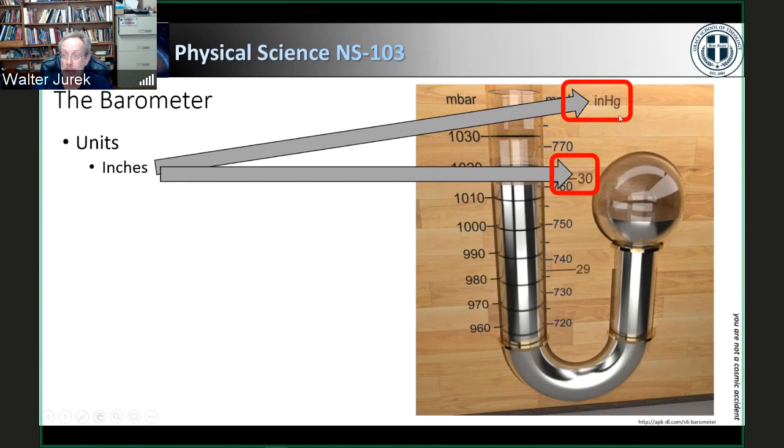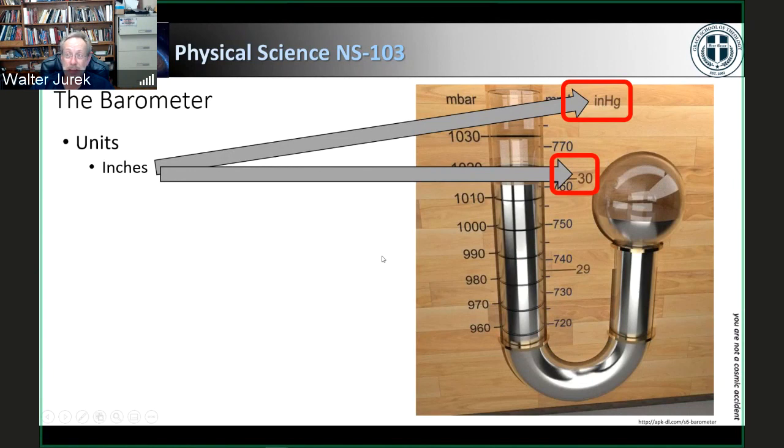Okay, and you notice where the shiny silver mercury is. It's up around somewhere between 29 and 30 inches of mercury. Okay, that's kind of where the atmospheric pressure is.